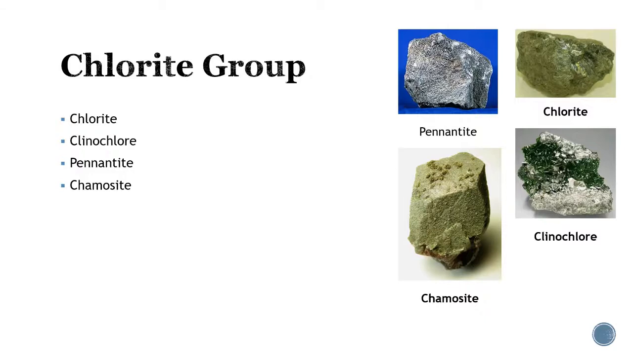Here you can see this one is chlorite, the beautiful green color, and this is pennantite, the grayish blackish color. This is chamosite, which is also pale green. Then clinochlore here is mixed with quartz or calcite. This is clinochlore.